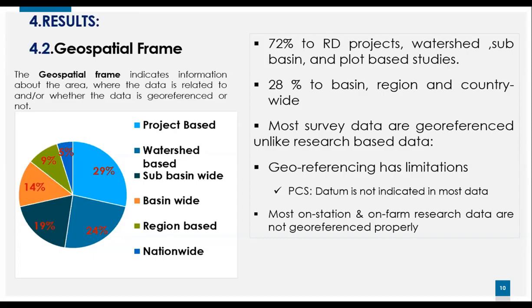When I say geospatial frame, I mean where the data is related, and we have checked whether the existing data are georeferenced or not. So about 72% of the existing soil and agronomic data are sourced from research and development projects related to watershed, sub-basin, and plot-based studies. And about 28% of the data are sourced from basin, region, and countrywide studies. And most of the survey-based soil and agronomic data are georeferenced, but georeferencing has limitations in some cases.